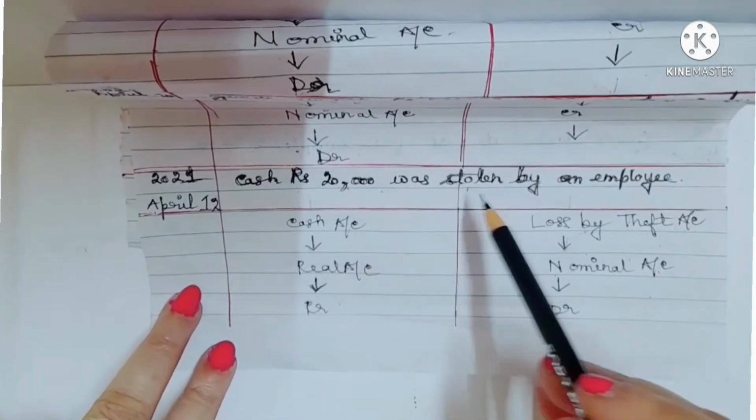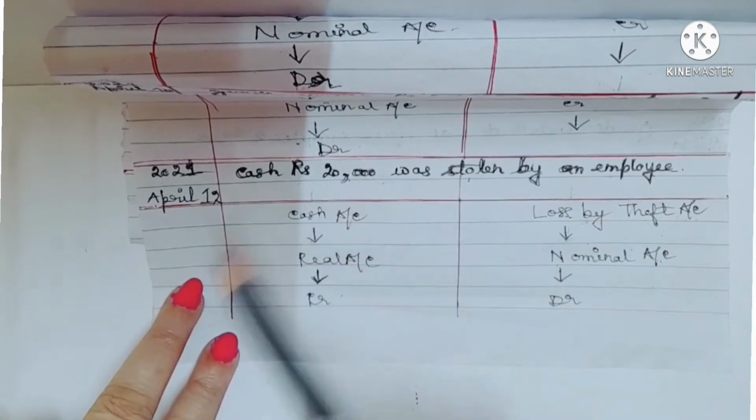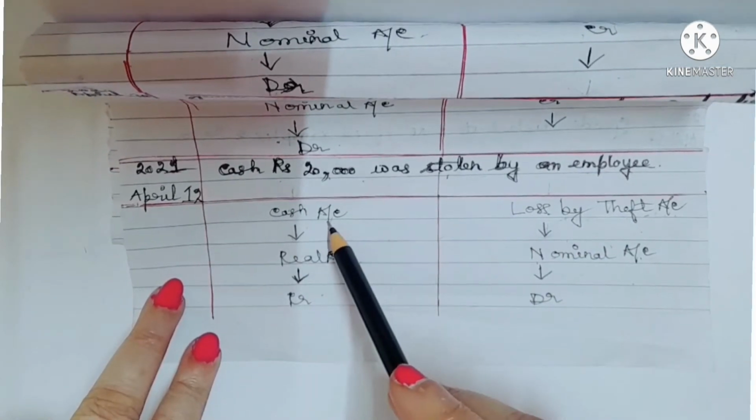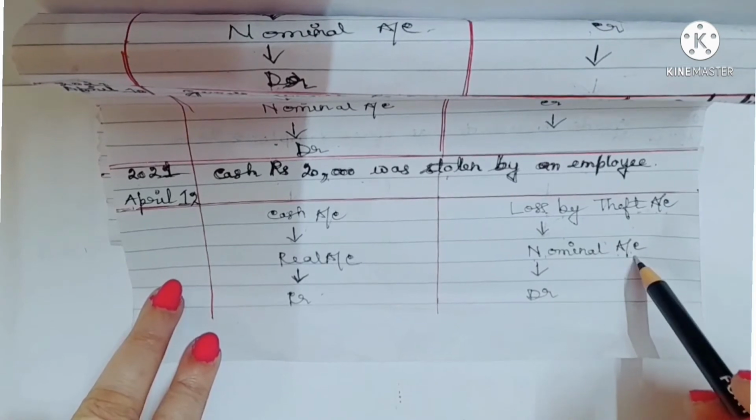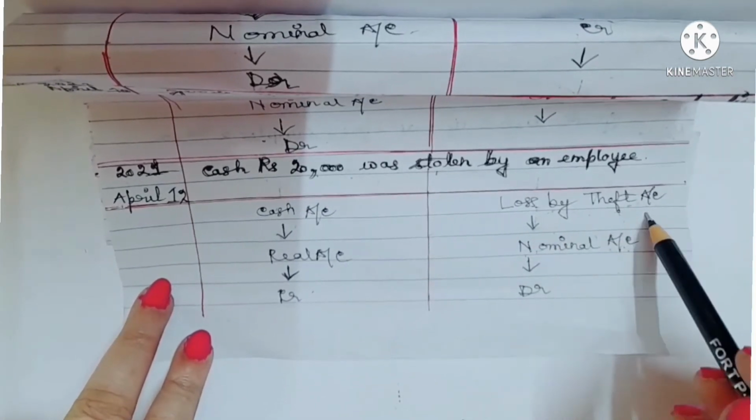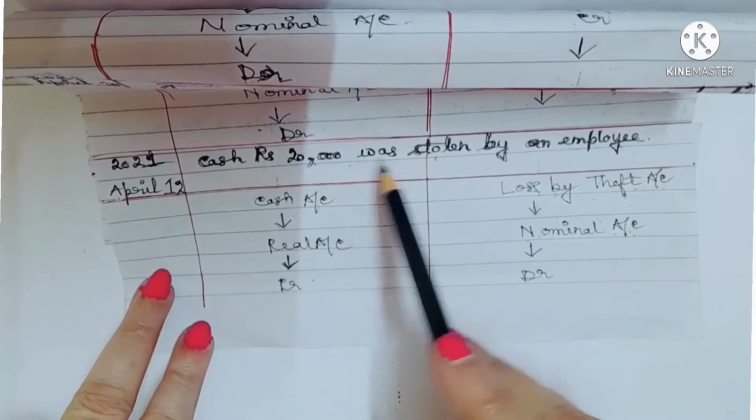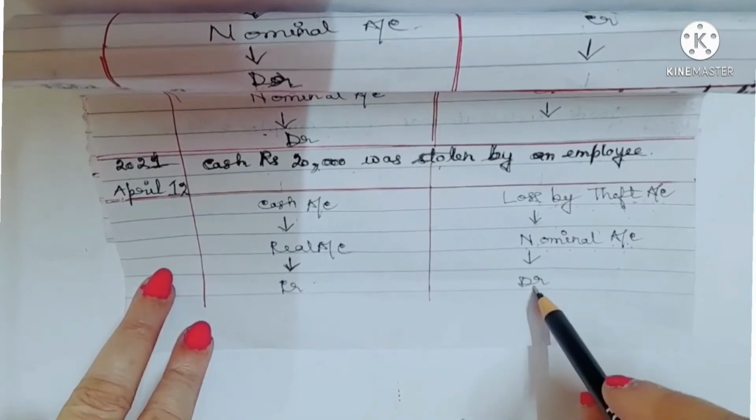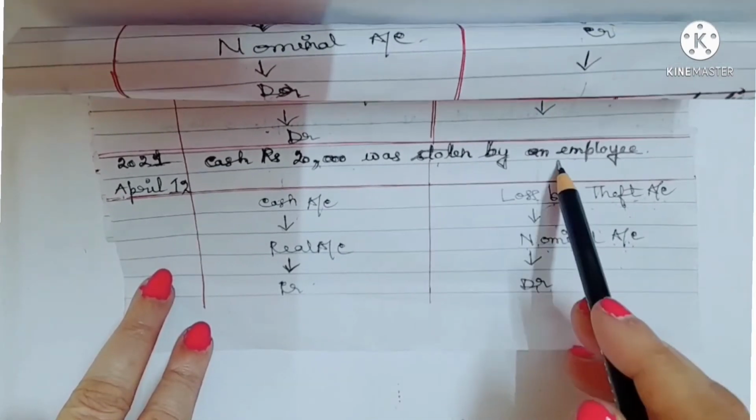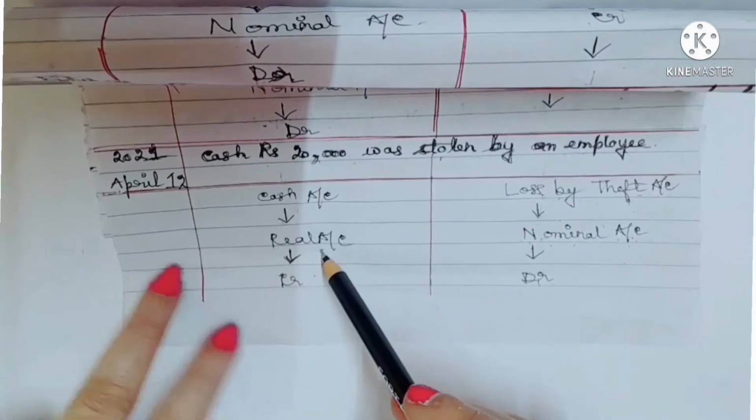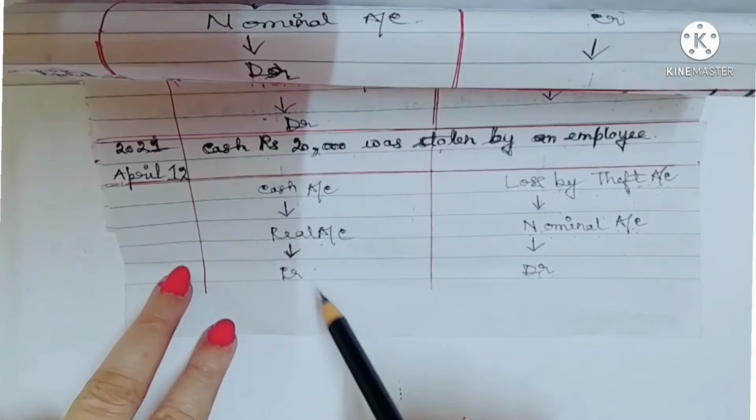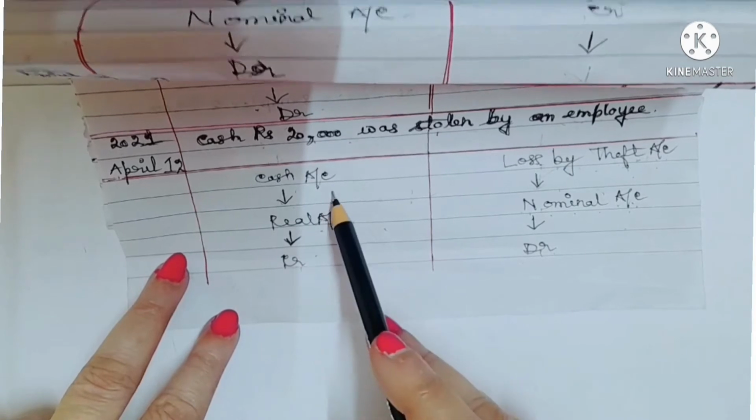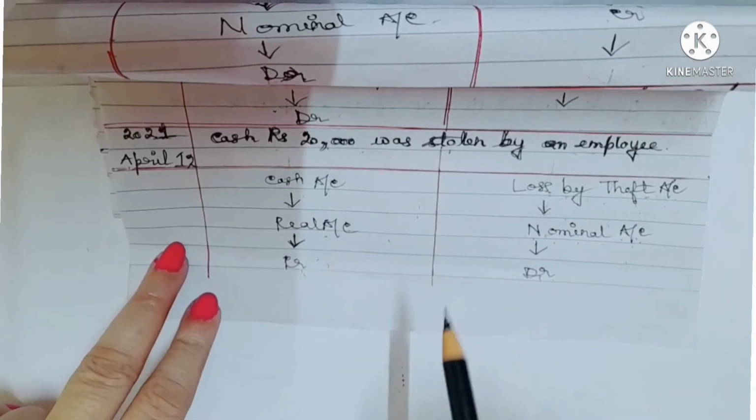Let me say it once more: an employee stole cash worth rupees 20,000. So two accounts come: one is loss by theft and the other is cash account. Loss by theft always falls under nominal account. It's a loss for the business, so it should be debited because according to nominal account, all losses and expenses are debited. Cash always falls under real account. When cash goes out from the business, according to real account, what goes out is credit. So cash account should be credited. Clear?